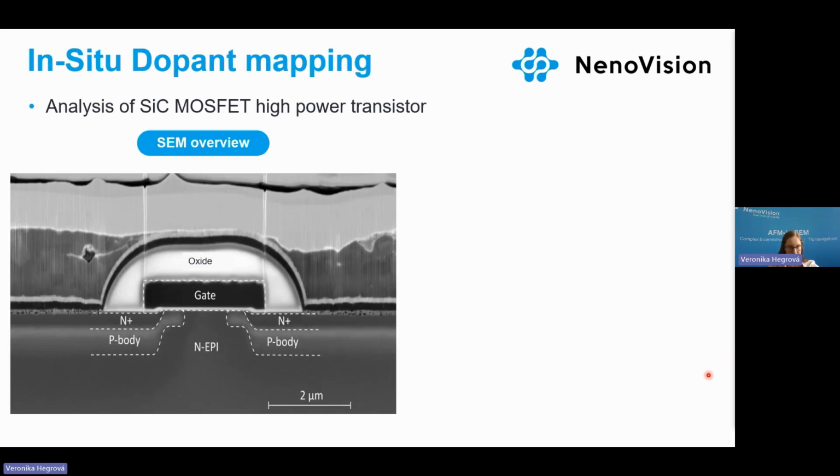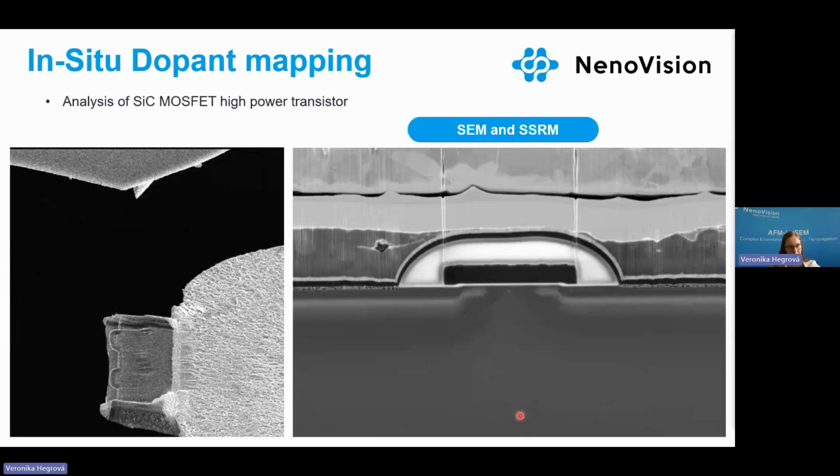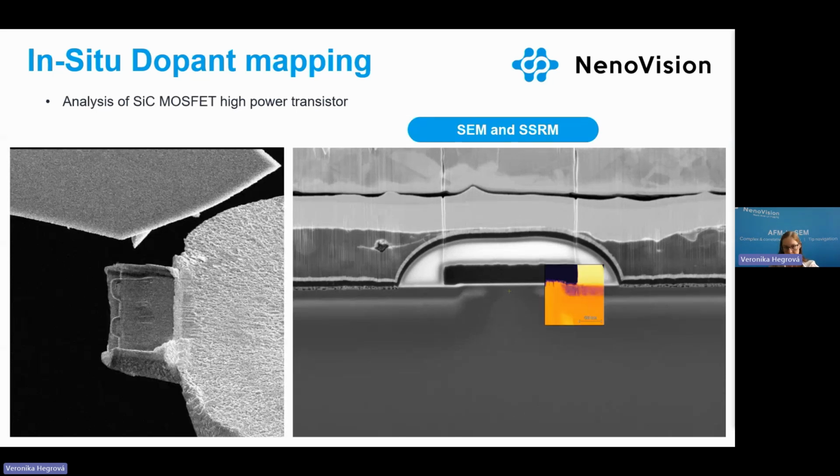Let's have a look at the first MOSFET transistor. We see oxide, non-conductive, the gate, and then different levels and different types of implants. We've chosen this area, and as we can see from the color, we see different shapes of N+, P-body, and epi layers. So we can see the shape, precisely find exactly the spot we'd like to analyze, and we see the intensities.